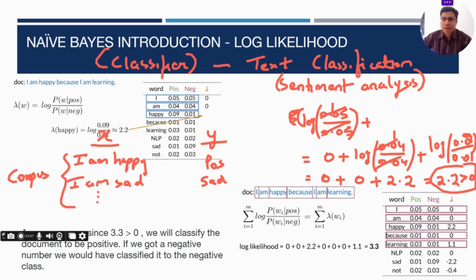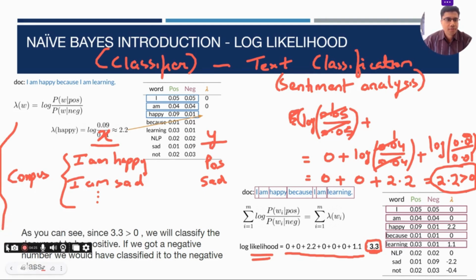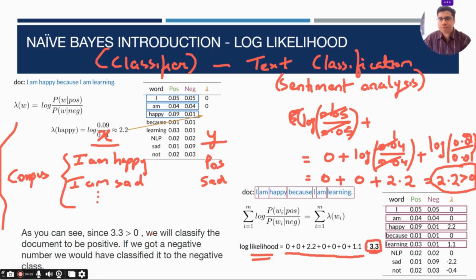That means my sentence is positive. I did not check all because I am learning. Ideally I should check all. I will get a sum like this. Then the log likelihood, which I call this sum, will be 3.3, and that sentence will then be classified as a positive sentence, because its log likelihood is greater than 0.